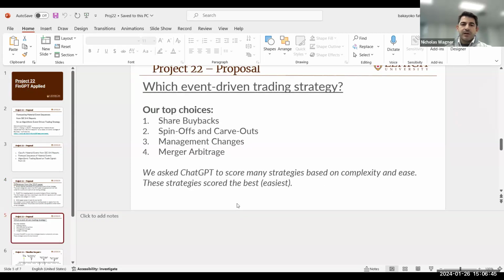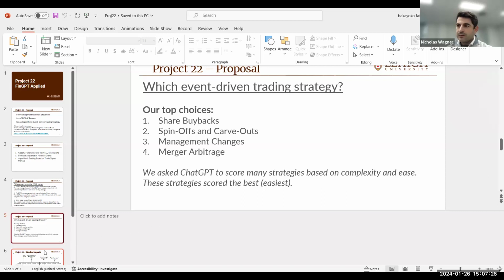Okay, and then the next question is, which event-driven trading strategy would we use? There's a whole lot of different event-driven trading strategies, and it would be really difficult to try to apply it for all of them. So we narrowed it down, and we came up with these 4 top choices based on relative ease. We used ChatGPT to score them, and these are the 4 that we came up with: share buybacks, spin-offs, management changes, and merger arbitrage. So we're trying to figure out which would make the most sense for us right now. I think we're leaning towards share buybacks.